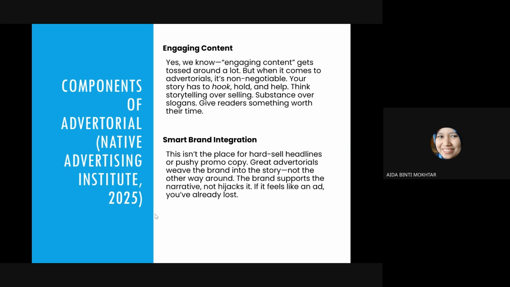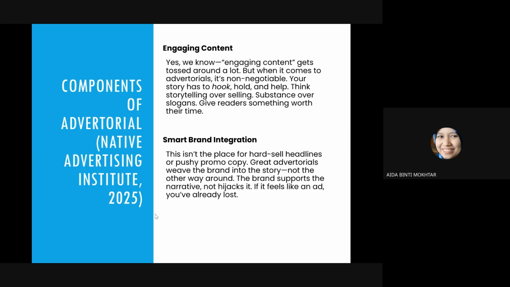One, engaging content. Yes, we know engaging content gets tossed around a lot, but when it comes to advertorials, it's non-negotiable. Your story has to hook, hold, and help. Think storytelling over selling and substance over slogans. Give readers something worth their time. So it's a form of storytelling.